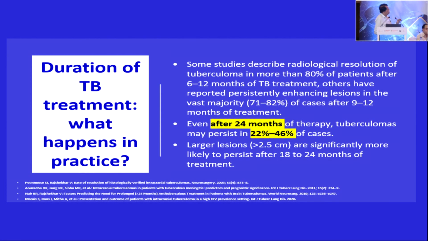Then what is the duration of the TB treatment and what happens in practice? We have all seen, I'm sure, if the floor is open to questions, everybody will raise their hand saying that even after 24 months of therapy, tuberculomas are there in the picture on MRI. Is it so? Yes, in even 22% to 46% of cases you will see those lesions. These lesions are there even in the imaging when you look at it.